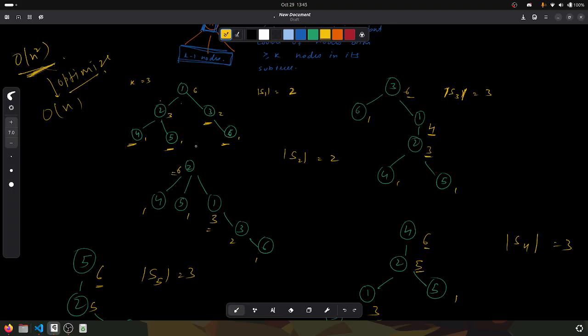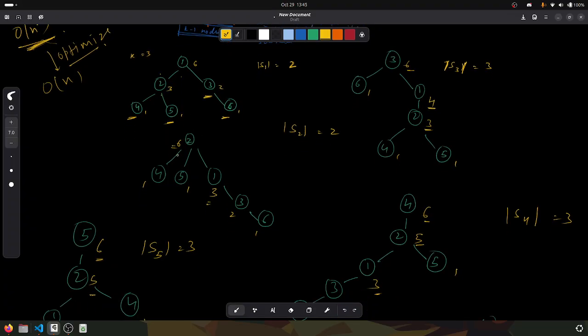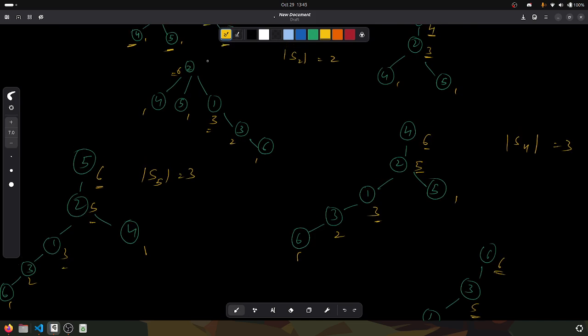Similarly, we can see when we go from 2 to 4. This is the root at 2, this is the root at 4, right? We can see that all the nodes except 2 and 4 are the same. 5 still has 1, 1 still has 3, 3 still has 2 and 6 still has 1. Only 2 and 4 changed.